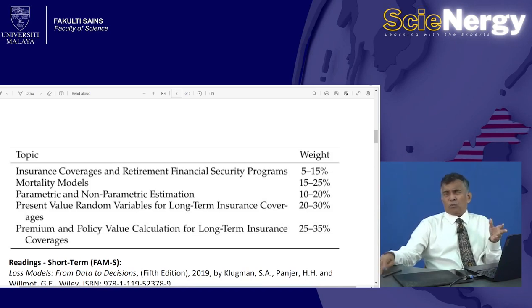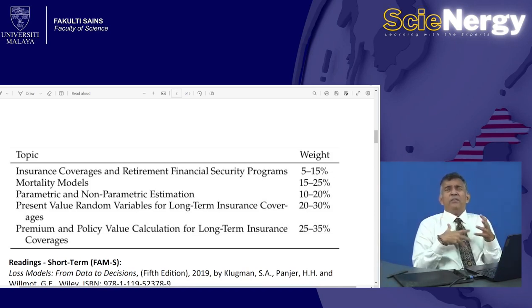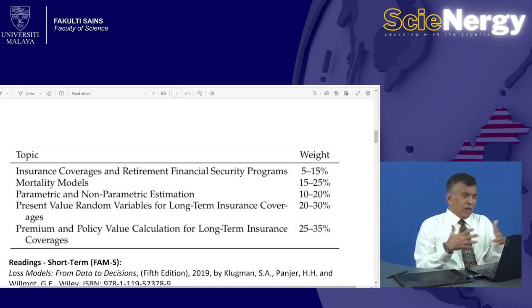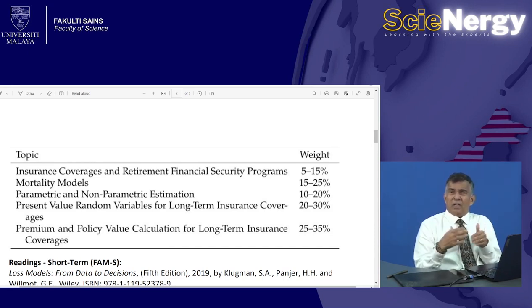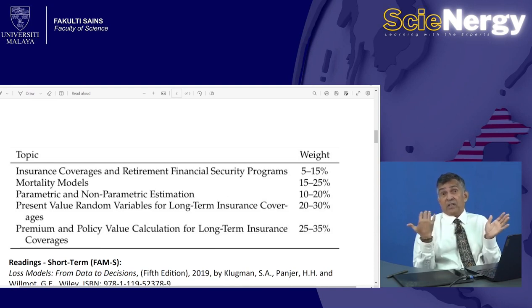The reason they have these weights is to give you an idea of the relative importance of these subtopics. For example, you have insurance coverages and retirement financial security programs. That section involves a lot of reading and remembering facts about examples: types of life insurance products in the market, types of annuity products, disability insurance, and all the kinds of insurance coverages that are available. So a bit of reading to do. I'll give you a summary of those when you attend my class.